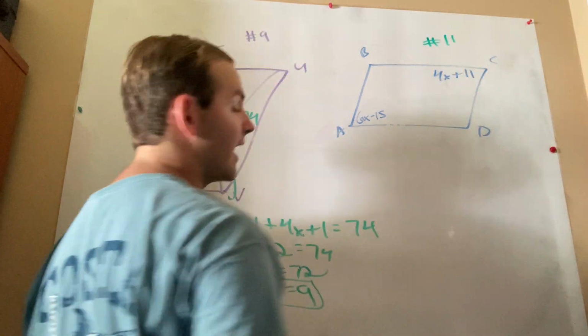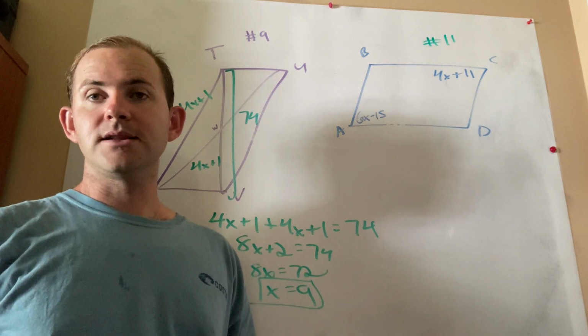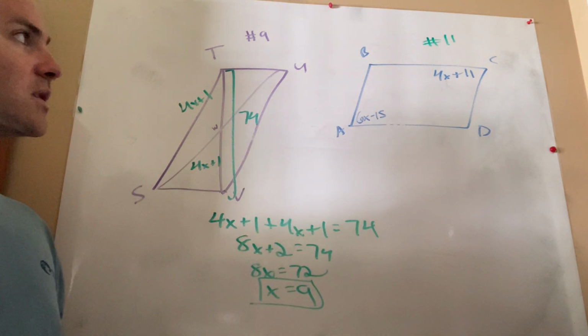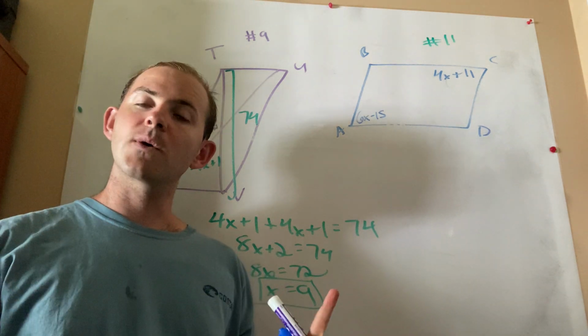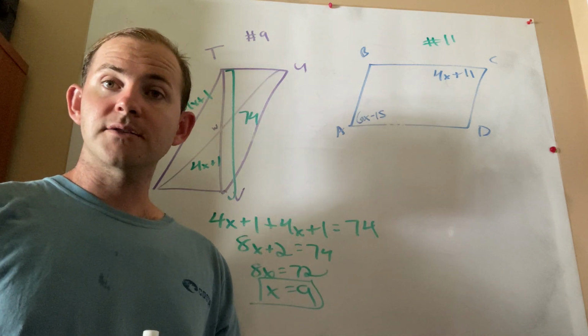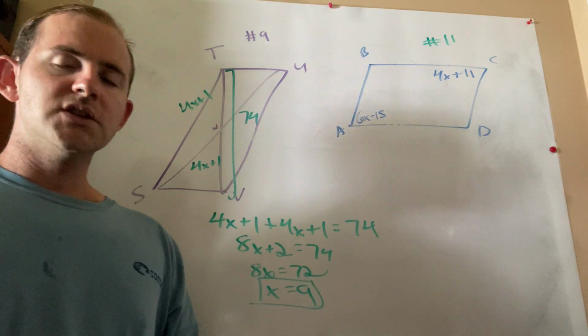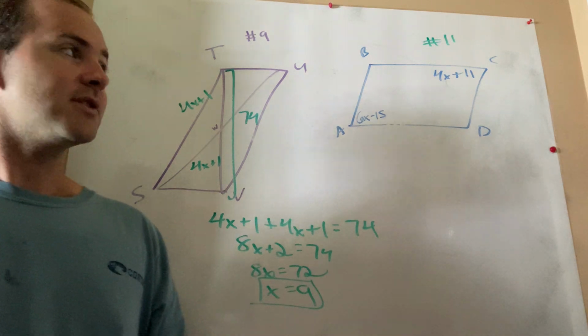Example 11 is not terribly difficult. It just requires a different property of parallelograms. In that case, do you guys notice how angles A and C are opposite each other, meaning they're in opposite corners of the parallelogram? We learned before that opposite angles of a parallelogram are congruent. So congruent in algebra would basically mean set them equal to each other.